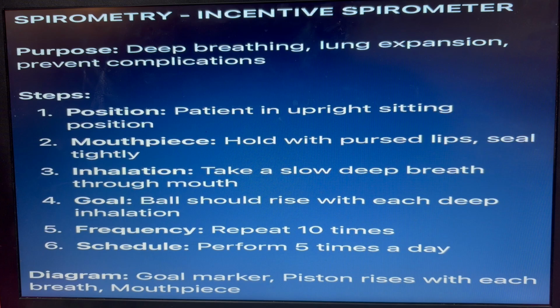Next is incentive spirometry. It is a device used to increase deep breathing after surgery. The patient inhales slowly and tries to raise the balls to the goal label, and this ensures the lungs are fully expanding. We do 10 breaths, 5 times a day, and it is very effective in preventing pneumonia and atelectasis. As nurses, we must coach and motivate the patient to use it correctly.